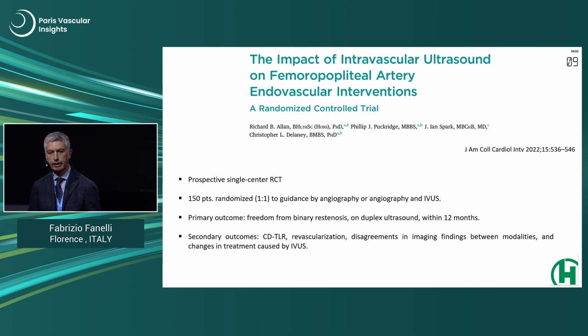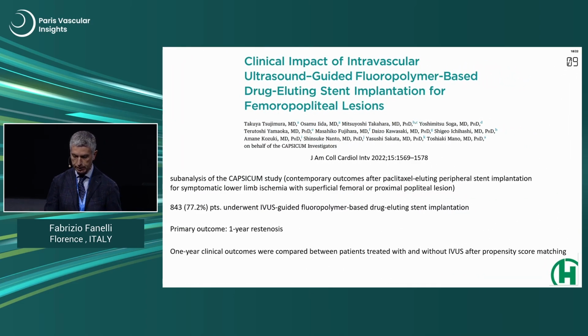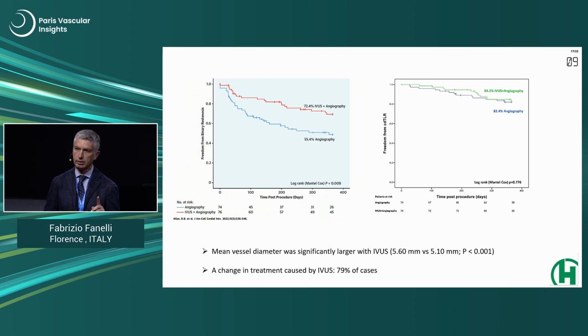This came a couple of years ago, a prospective, single center randomized trial, 150 patients, one-to-one randomization between angiography plus IVUS. Here there's the big difference in terms of freedom from binary stenosis between the combined use of imaging, 72% versus 55% just for angiography. And what is important, you can see here at the bottom, is that the strategy was changed in 79% of cases.